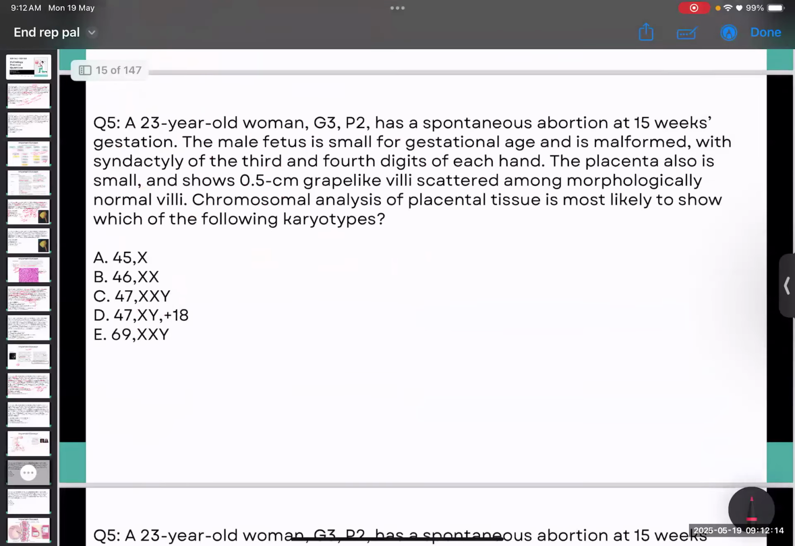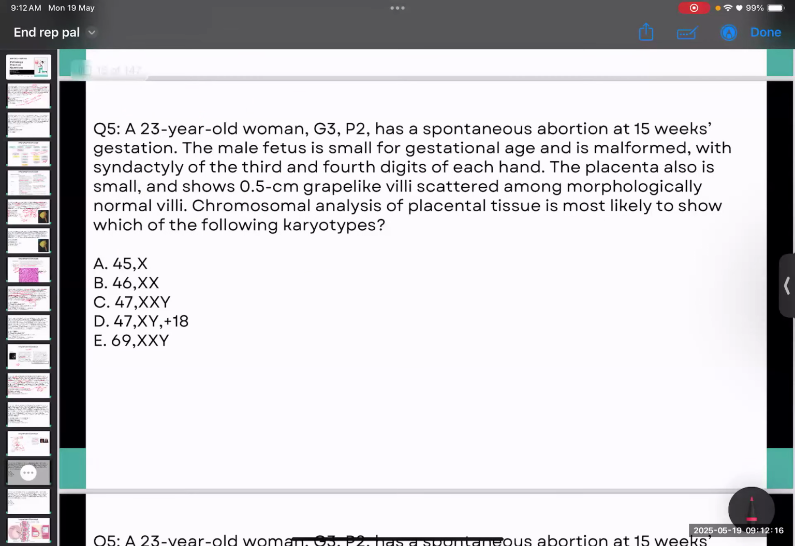So yeah, moving on to question number 5. Here we have a 23-year-old woman. She is gravida presenting with spontaneous abortion at 15 weeks of gestation. The male fetus is small for gestational age, malformed with syndactyly of the third and fourth digits of each hand. The placenta also shows 0.5 centimeter grape-like villi scattered among morphologically normal villi. Chromosomal analysis of placental tissue is most likely to show which of the following.